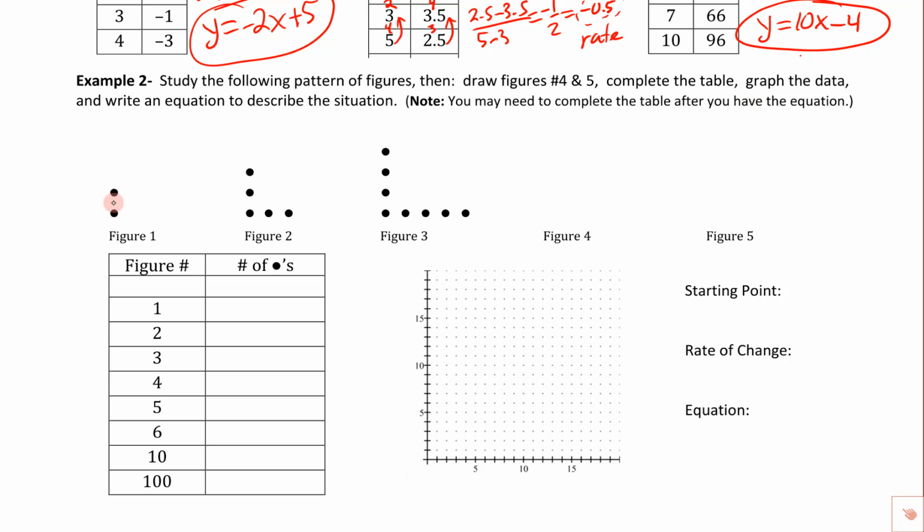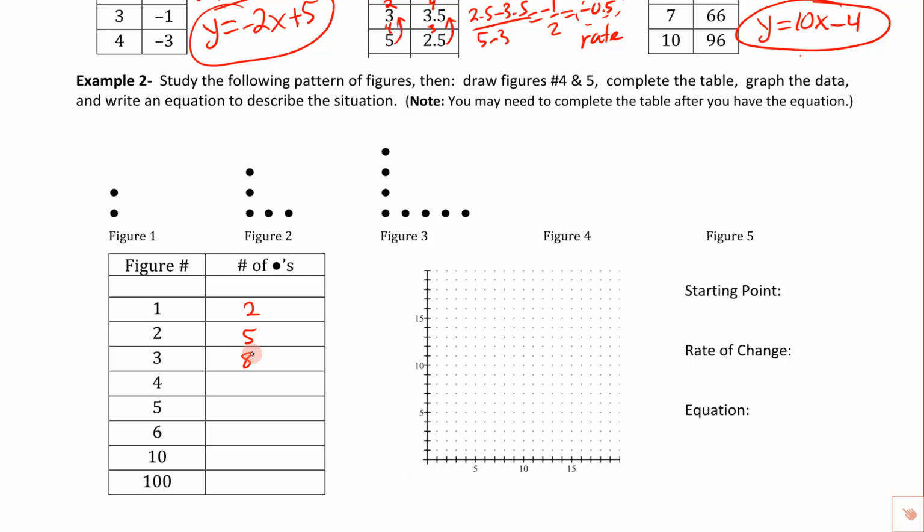We've got this diagram right here and it has 2 dots on it. And then in figure 2, it has more dots in it. It actually has 1, 2, 3, 4, 5. It has 5 dots. Figure 3, 1, 2, 3, 4, 5, 6, 7, 8 dots. Okay, so figure 1 has 2 dots. Figure 2 has 5 dots. We said figure 3 has 8 dots.